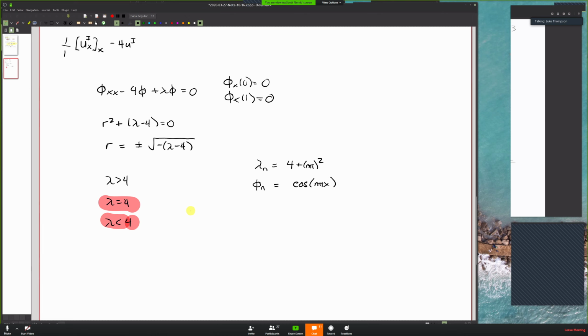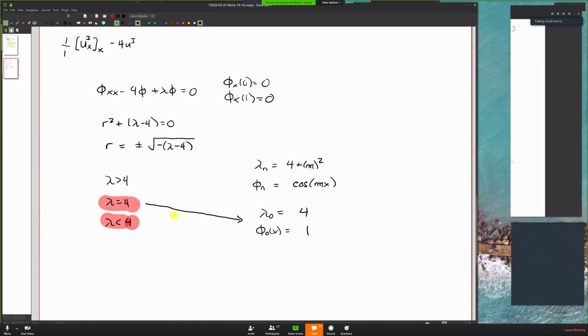Lambda not equals 0, and phi not of x equals 1. I got lambda not as 1, I think. Phi naught of x is... no, no. Wait, I got lambda not as 4, sorry. Lambda naught is 4, right? That's the case. Lambda equals 4. And so it's lambda naught equals 4.